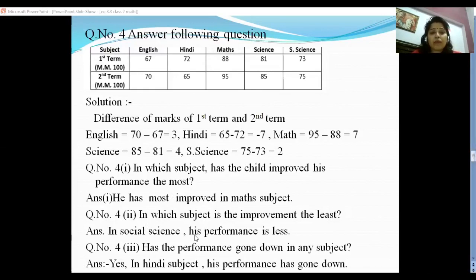Next, question number 4 is, has the performance gone down in any subject? You can see, is there any subject where the performance has been less than the previous one? Okay, just take 67, 70, there the improvement is there. You can check 72 and 65. Now there is not an improvement, the marks are decreasing. Here is some improvement, improvement and improvement, but decreasing only in Hindi. So we should write, has the performance gone down? Yes, in Hindi subject performance has gone down.